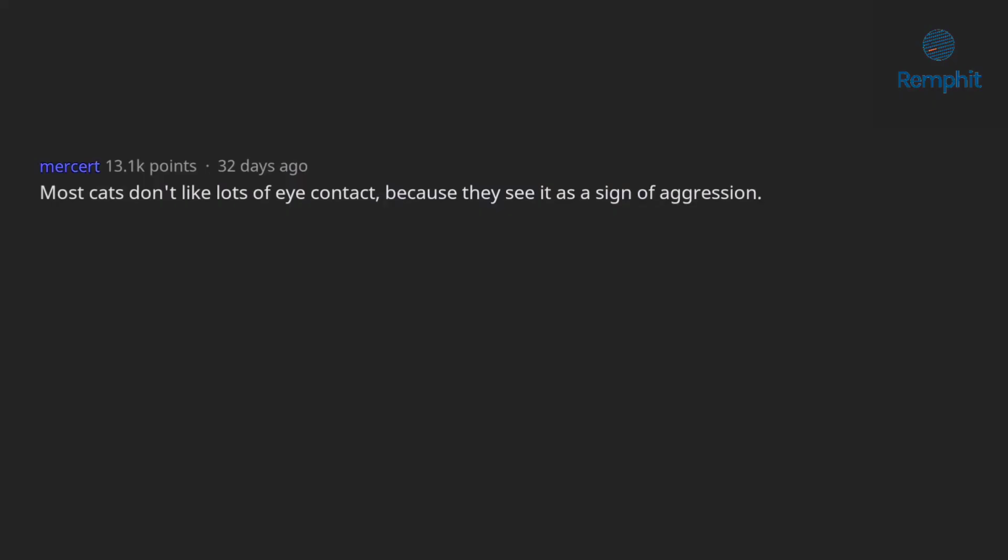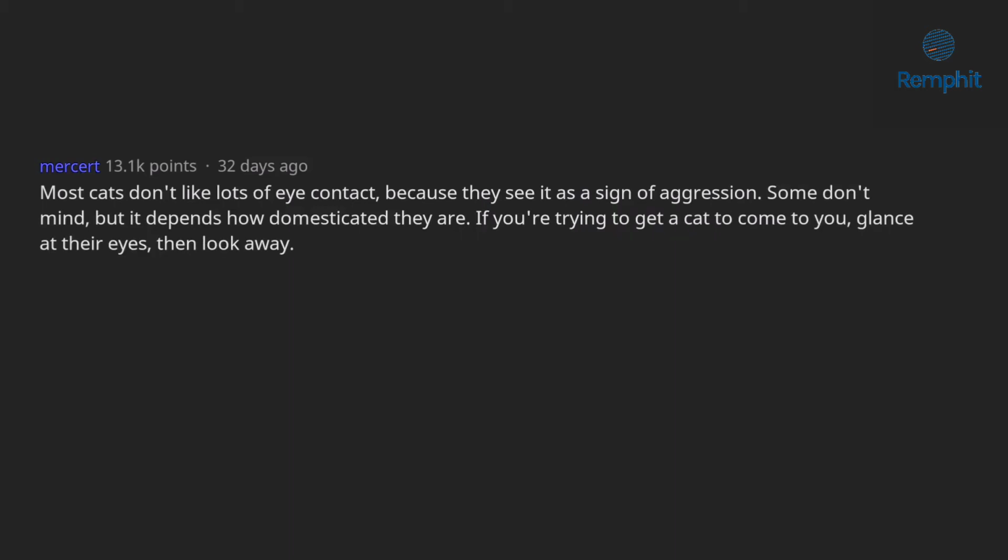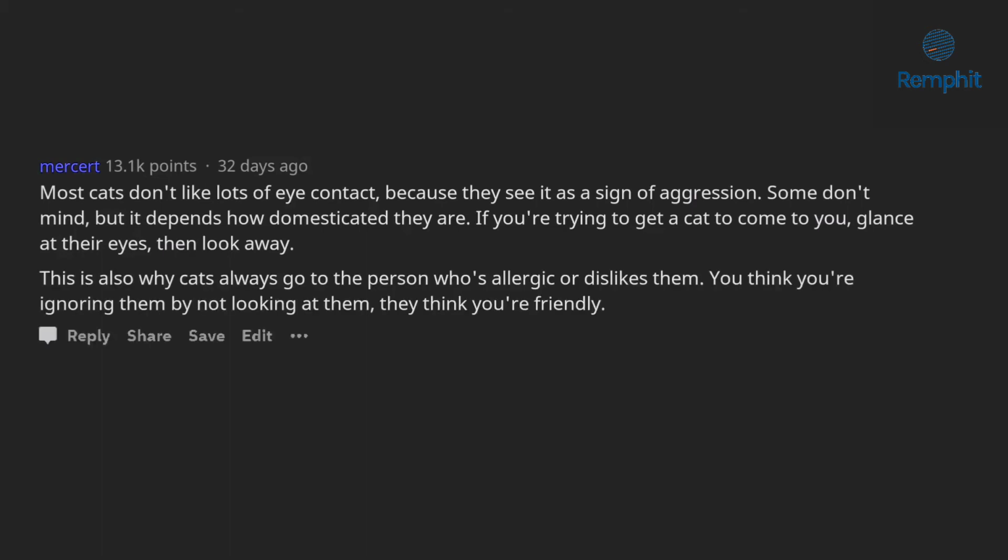Most cats don't like lots of eye contact because they see it as a sign of aggression. Some don't mind, but it depends how domesticated they are. If you're trying to get a cat to come to you, glance at their eyes, then look away. This is also why cats always go to the person who's allergic or dislikes them. You think you're ignoring them by not looking at them. They think you're friendly.